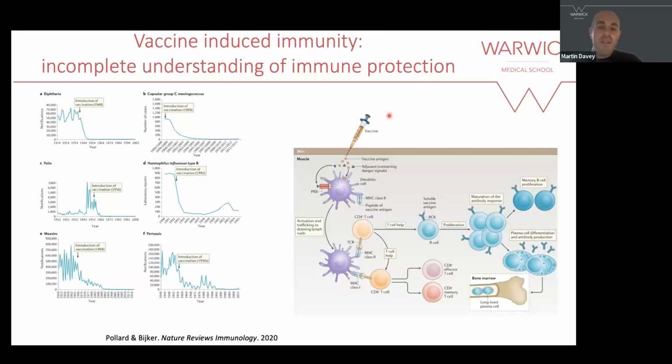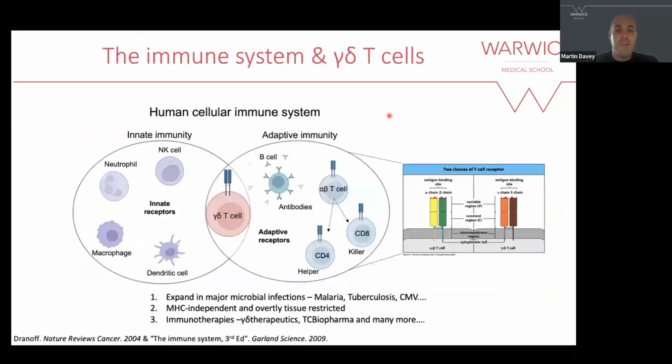Some of the theories around why that is have centered on our understanding of what generates immune protection and which arms of the immune system are actually elicited in some of these infections. That builds on some of our basic discovery research, looking at maybe some poorly understood arms of the immune system. And so that brings me to gamma deltas and the immune system.